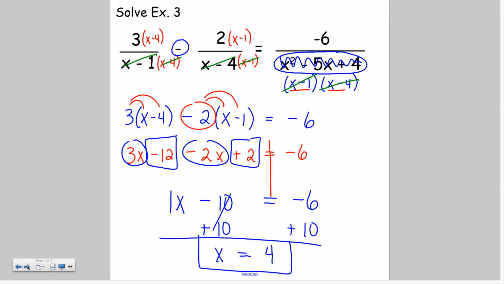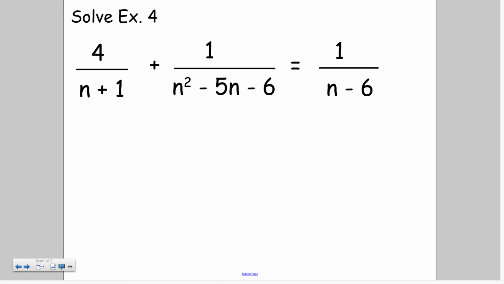Looking at example 4, again you're going to notice that your second denominator is a trinomial. Those are always a little bit easier for us to recognize. The whole point in us factoring the denominator first is to help us see what our common denominators are going to be. So we're multiplying to get negative 6, adding to get negative 5. It should be negative 6 and positive 1.